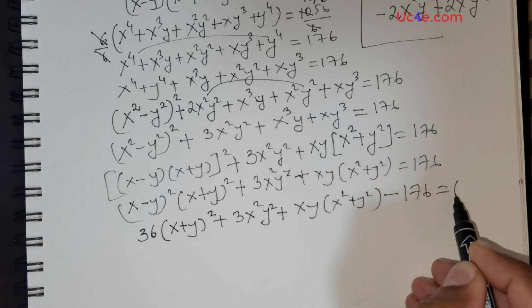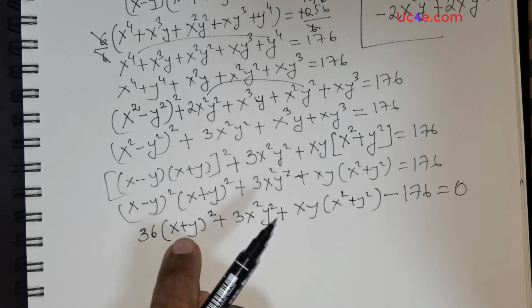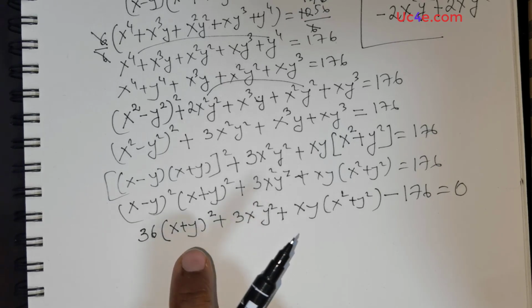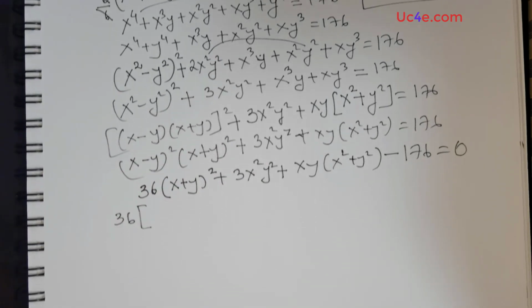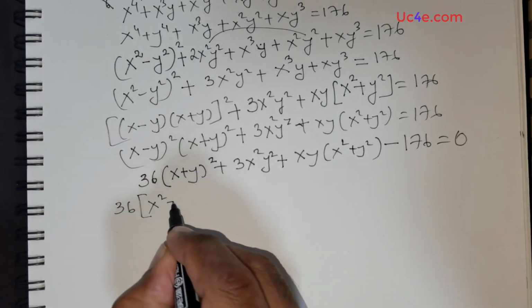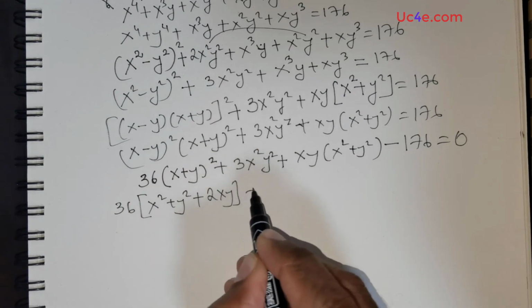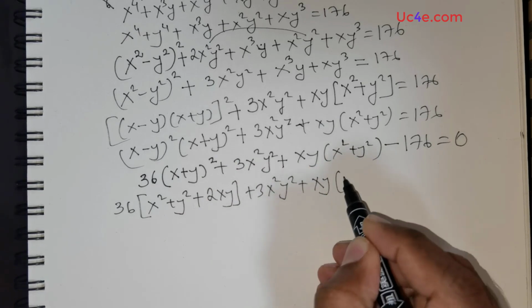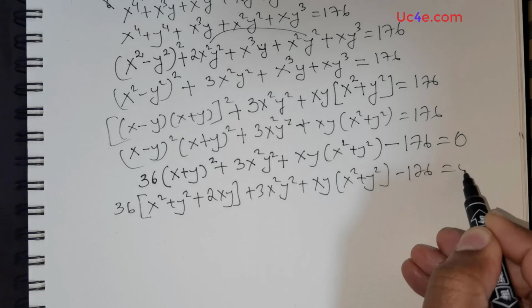So now you got an equation. The question is, how are we going to solve this? That's very critical. Now I would like to expand this x positive y raised to the power of 2. Now if I were to expand this, you will know why I'm doing it. This is going to be x squared positive y squared positive 2 times xy positive 3 times x squared y squared positive xy times x squared positive y squared negative 176 is equal to 0.